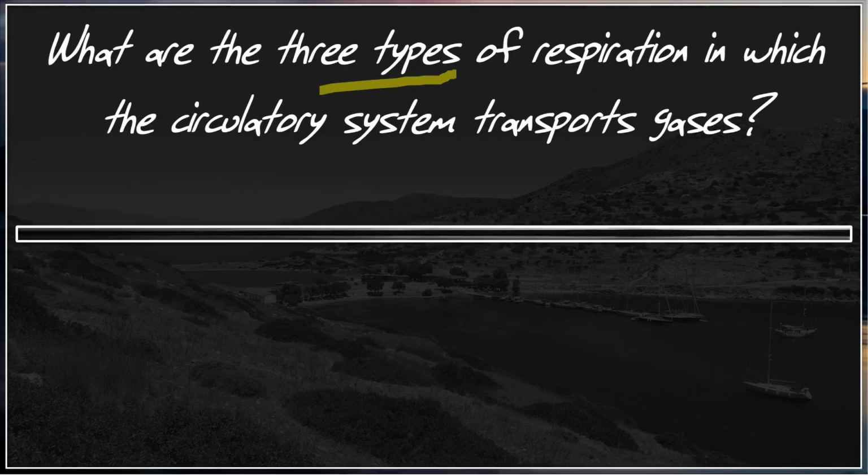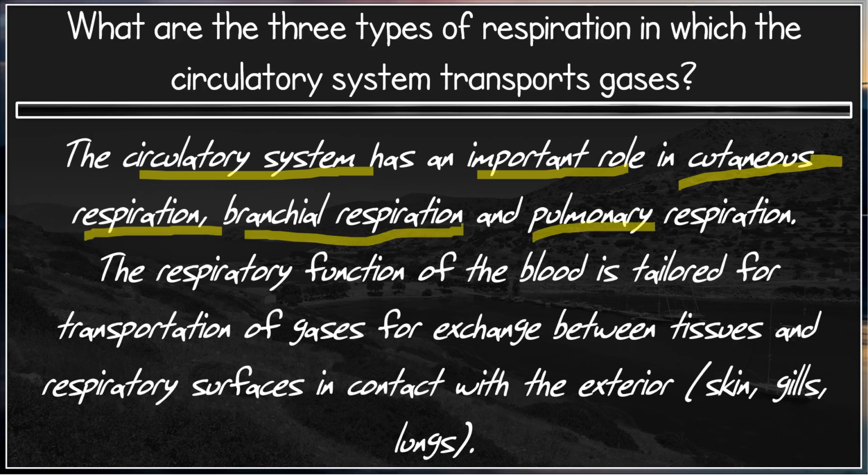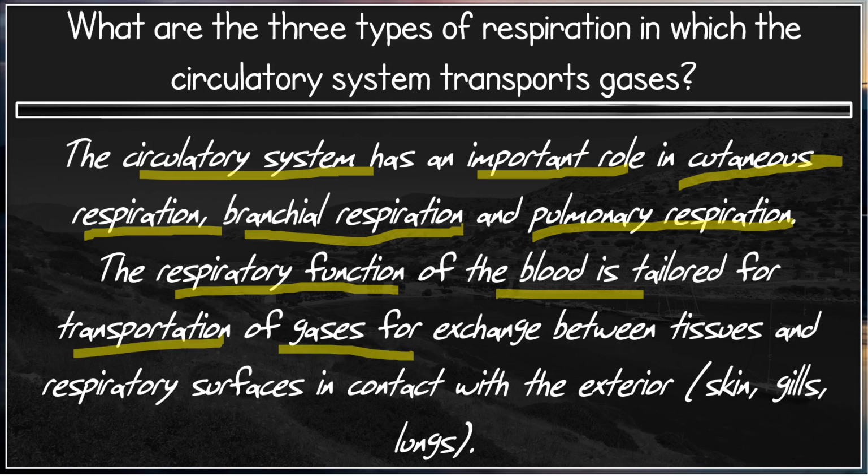What are the three types of respiration in which the circulatory system transports gases? The circulatory system has an important role in cutaneous respiration, branchial respiration, and pulmonary respiration. The respiratory function of the blood is tailored for the transportation of gases for exchange between the tissues and the respiratory surface in contact with the exterior: the skin, the gills, and the lungs.